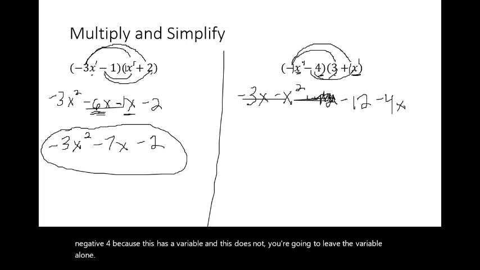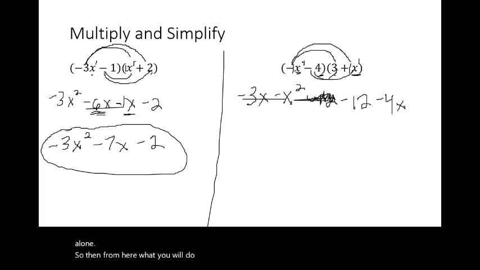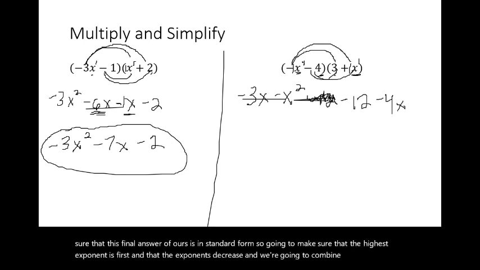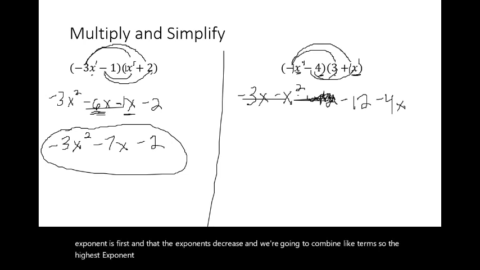So then from here, we're going to do a couple of things. We're going to make sure that this final answer of ours is in standard form. So we're going to make sure that the highest exponent is first and that the exponents decrease. And we're going to combine like terms. So the highest exponent that appears is 2, and the term is negative x squared. So I'm going to list that first.